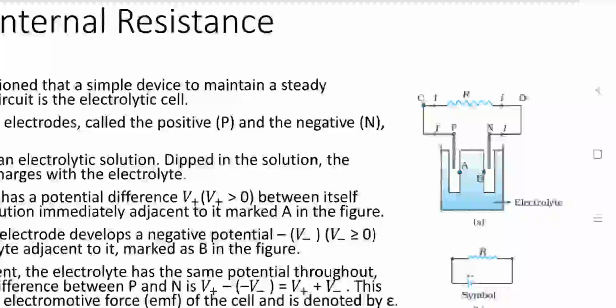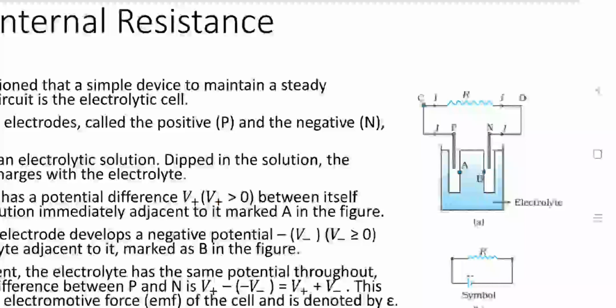Now if R has a finite value, my current is not 0, and some known value of current is available. At that time, the potential difference between P and N is the EMF minus IR, so that is epsilon minus IR. Epsilon is the EMF. So the potential difference V equals epsilon minus IR.